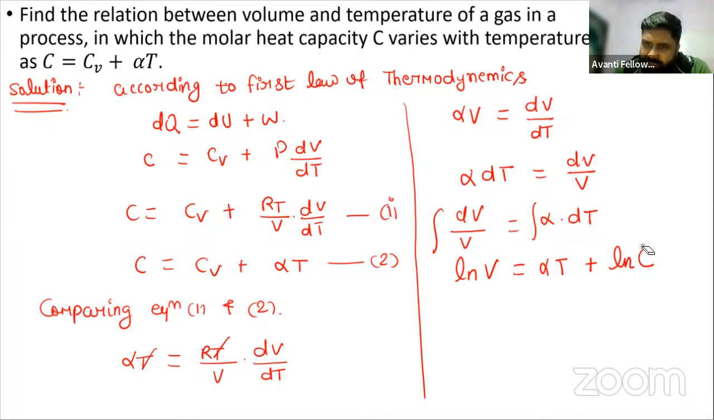Or instead of c you can assume whatever you want, because c is given to you as the molar heat capacity, so we will assume that it is ln k. Okay, simple. Now this ln k is the arbitrary constant, because this integration is not definite. So to make it definite, we need to add some constant. So that is the arbitrary constant.